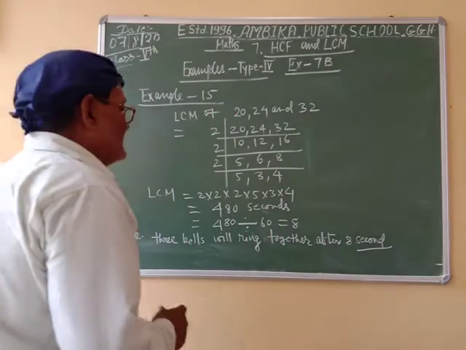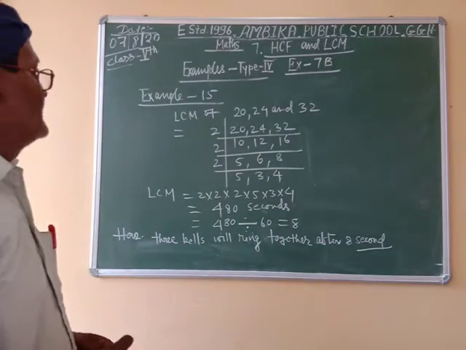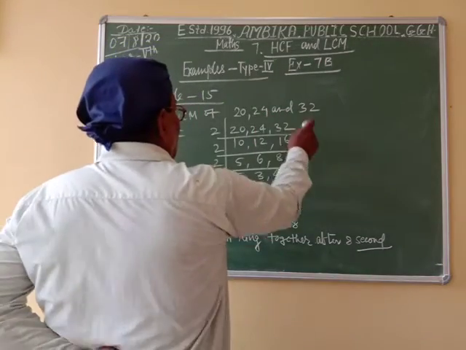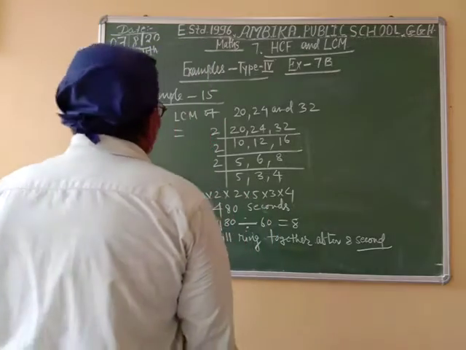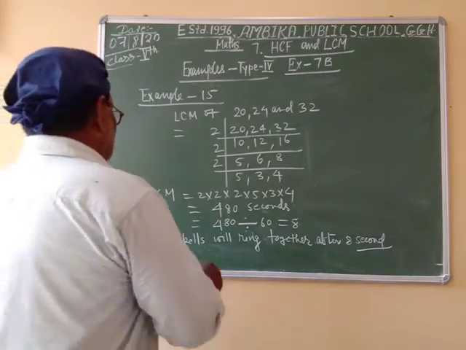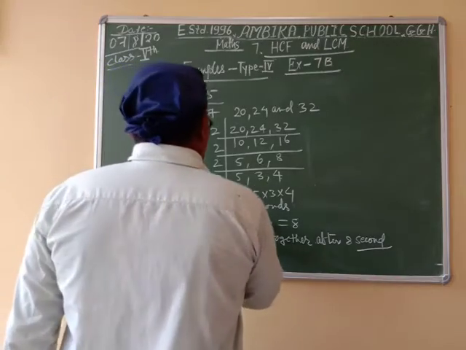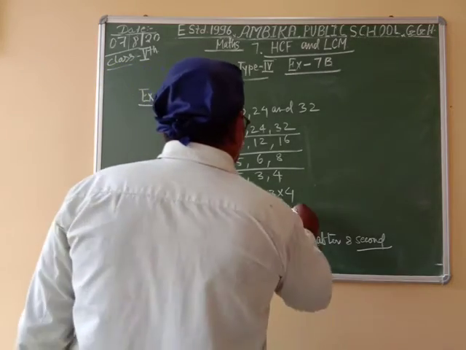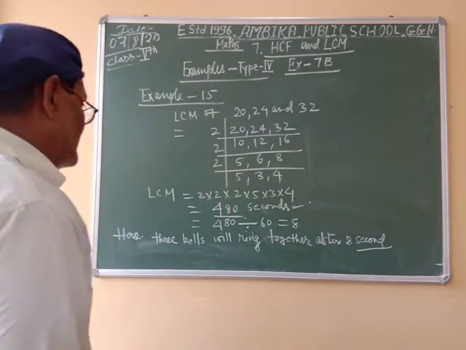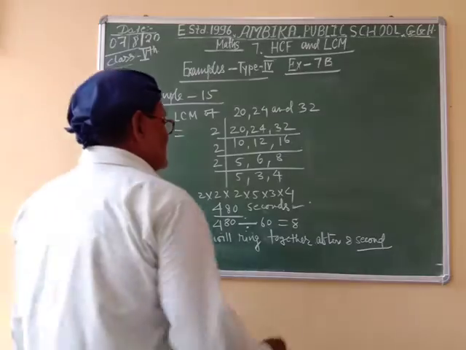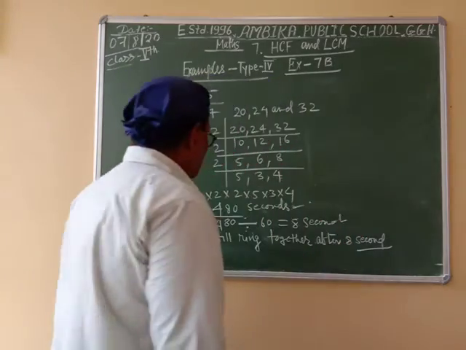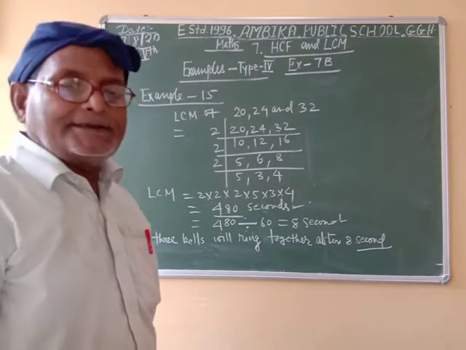The time after which the three bells will ring together again will be the LCM of 20, 24 and 32. So we first of all find the LCM of 20, 24 and 32. The LCM we get is 480 seconds, and to convert it into minutes we divide 480 by 60, which is equal to 8. Hence the three bells will ring together after 8 minutes.